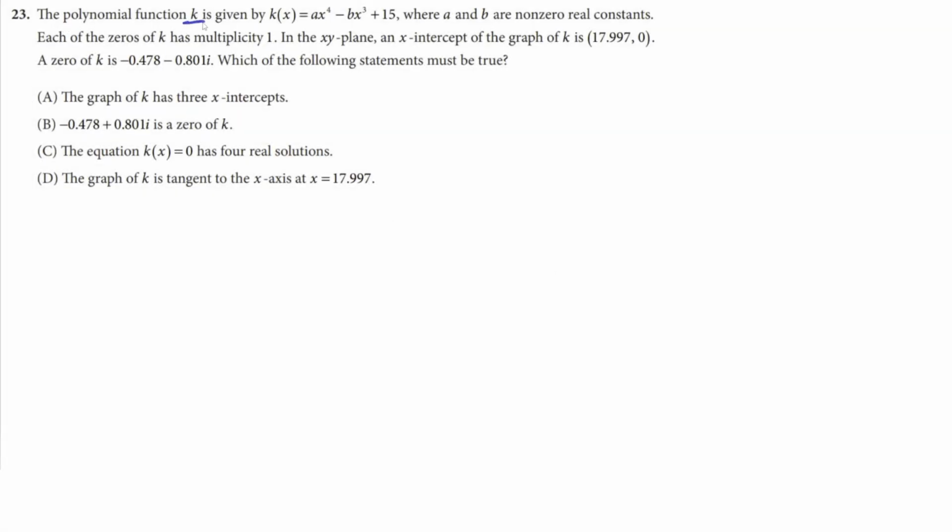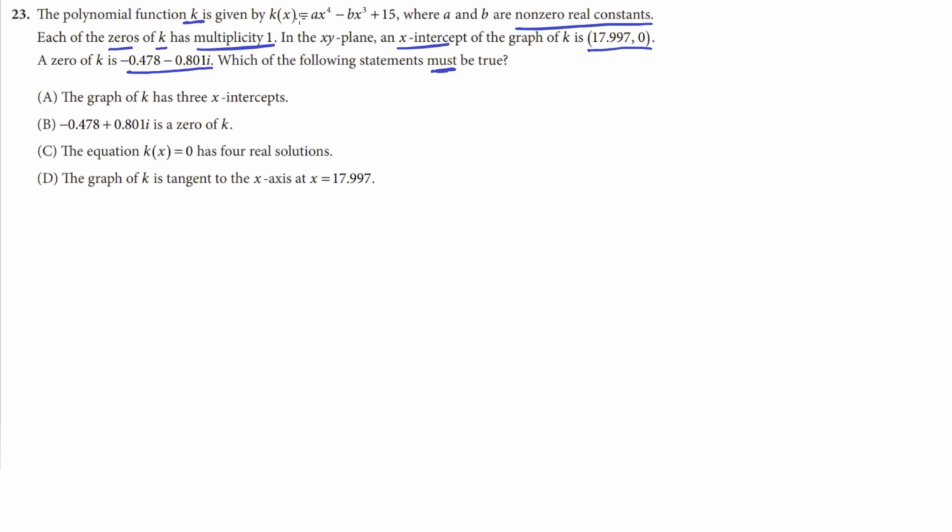The polynomial function k is given by k of x equals ax to the fourth minus bx cubed plus 15, where a and b are non-zero real constants. Each of the zeros of k has a multiplicity of 1. In the xy plane, an x-intercept of the graph of k is 17.997, 0. A zero of k is negative 0.478 minus 0.801i. Which of the following statements must be true?